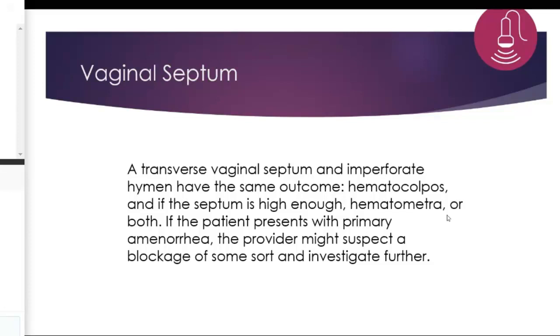If the patient presents with primary amenorrhea, the provider might suspect a blockage of some sort and investigate further. If we remember, primary amenorrhea is someone who's never had a period before.